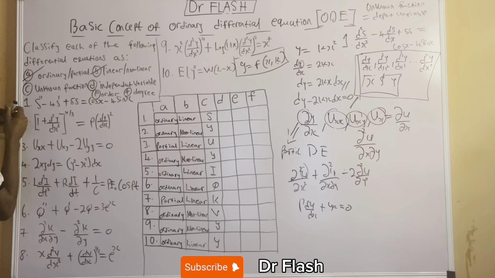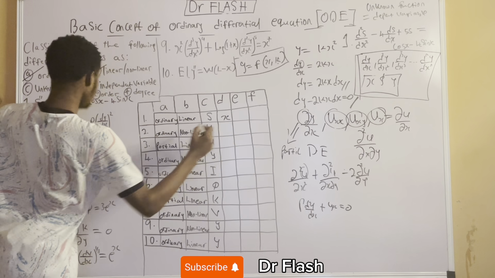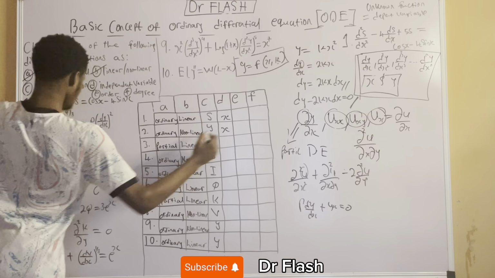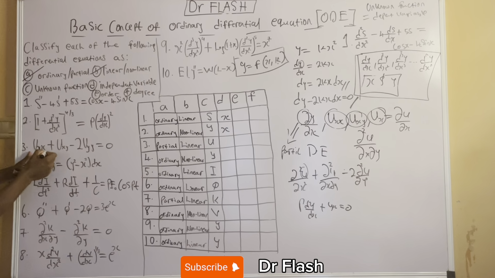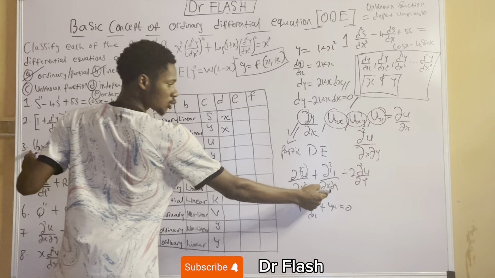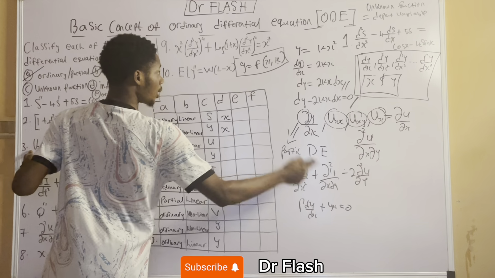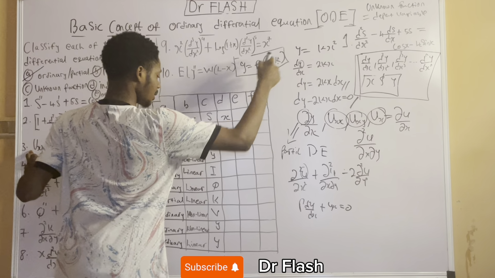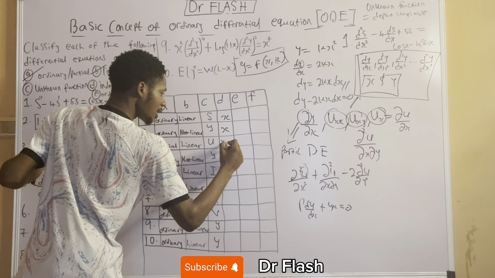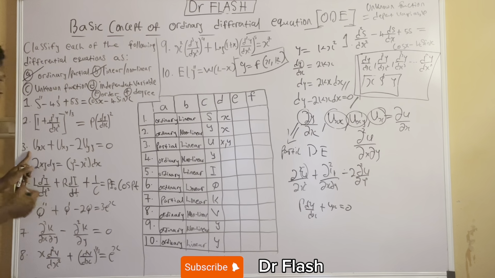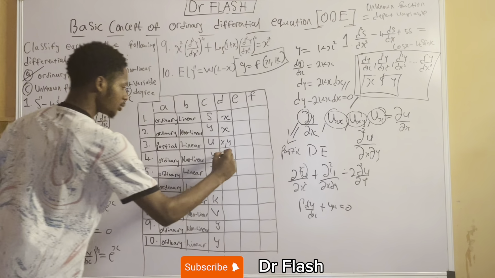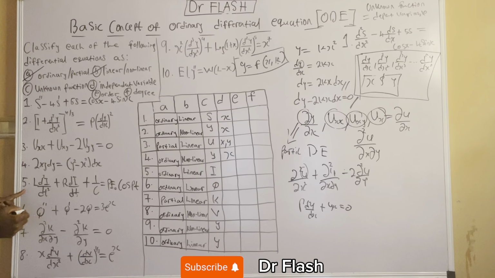So, for number 1, we're having x. For number 2, we're having x as well. For number 3, this could be x or y, because u depends on both x and y. So we can as well write x or y. And then for number 4, since we already picked y as the dependent variable, x then becomes the independent variable. Okay, x.